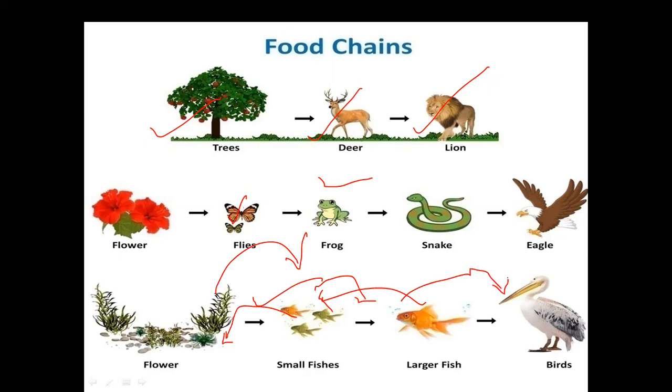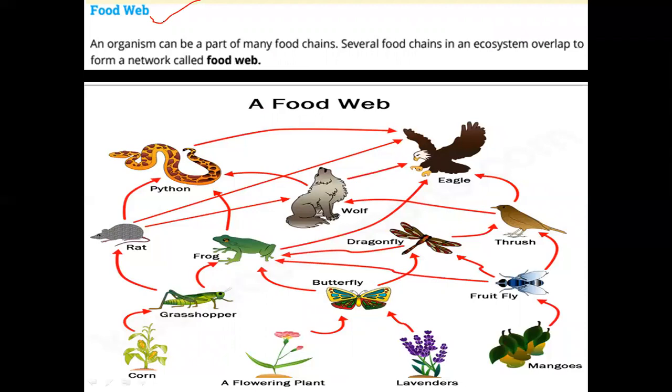Okay, the next relationship is the food web. The name is given because it makes a web-like structure. If you see here, producers are eaten by consumers. Consumers can be herbivores, or they can be other animals. One is eaten and the other is being eaten. So that makes a food web.